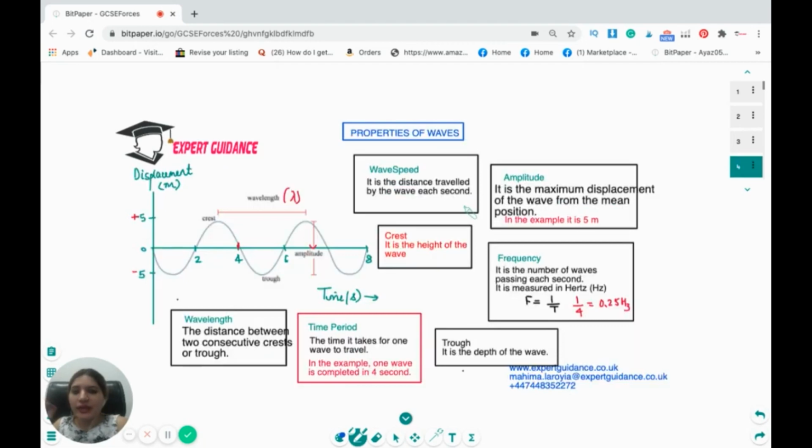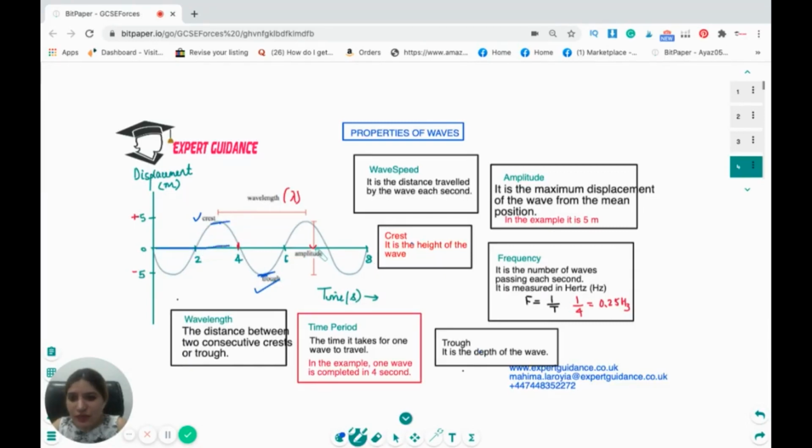All right. Now let's move on to some of the key terms that you should know for the wave. If you look at this diagram here, this is a transverse wave, and you can easily see this top point is a crest and the bottom point is a trough. Crest is the height of the wave, and trough is the depth of the wave. So this is the trough and this is the crest. Now, this is the mean position of the wave.